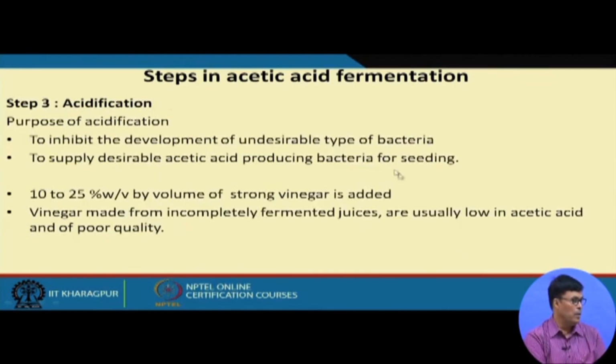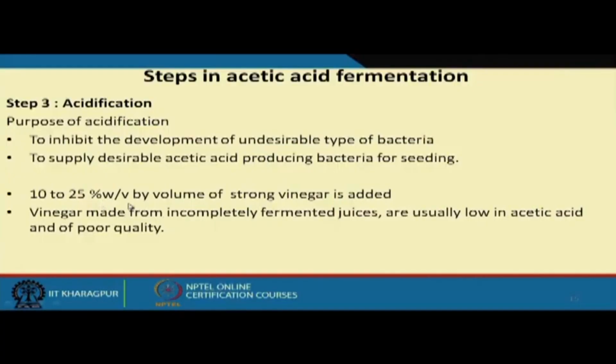The purpose of acidification: I told you a significant amount of vinegar is used at the initial stage of fermentation for a dual purpose. One is to maintain the pH, to inhibit the development of undesirable types of bacteria, and to supply the desirable acetic acid producing bacteria for seeding purposes. So this has a dual purpose. We decrease the pH so that other bacteria cannot grow, and also we supply the Acetobacter aceti so that alcohol can be converted to acetic acid.